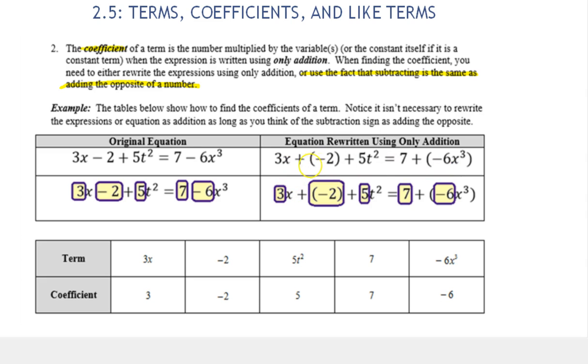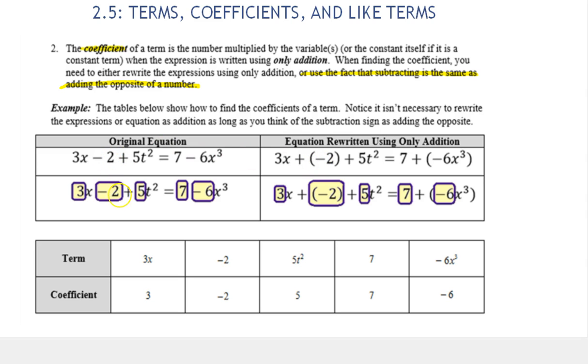Now this is a lot of work to do just to get here. Okay? So in the original equation, you can look at it without doing all the work of rewriting it as addition, but if you see a subtraction sign, you have to think of it as adding a negative sign. So subtraction signs and negative signs are not the same. Subtraction is an operation. Subtraction and addition are operations. This is a negative sign.